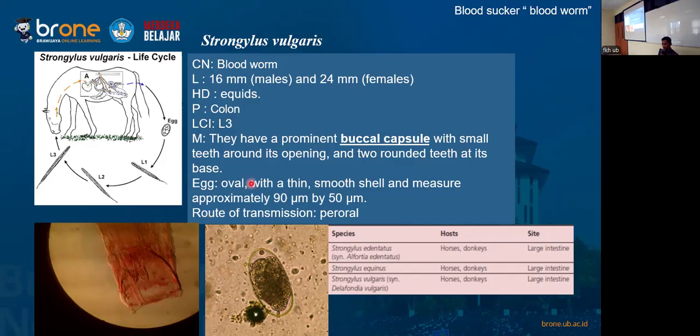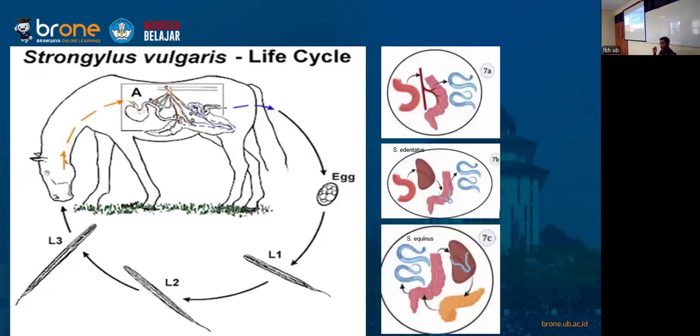Okay, for the egg characteristics, you can read by yourself. And the route of transmission is oral. And I believe you know the difference between Strongylus edentatus, Strongylus equinus, and Strongylus vulgaris, because you did your practicum at the laboratory. But I just highlight the life cycle.